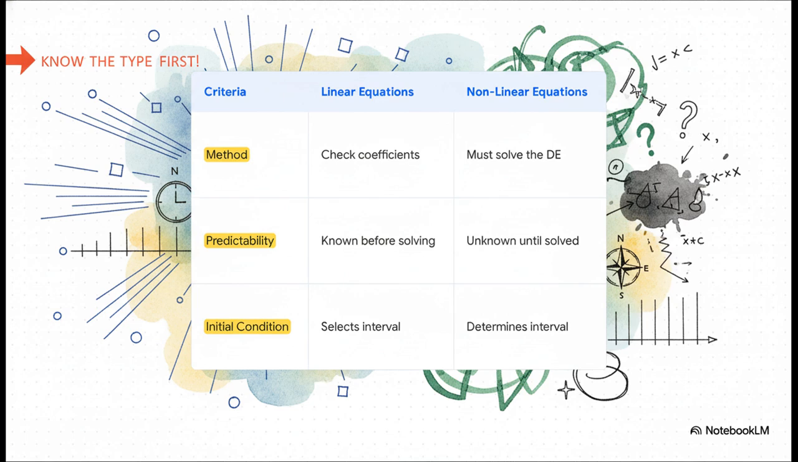The initial condition's only job is to pick the right interval from a list of options you already know. But for nonlinear equations, you absolutely must solve the equation first. The interval is a total mystery until you see the solution, and that initial condition is actually part of what determines the interval itself. So the most important thing is, always know what type of equation you're dealing with first.